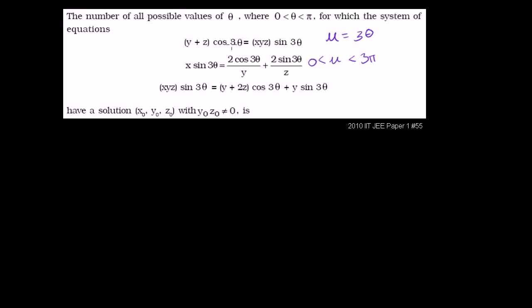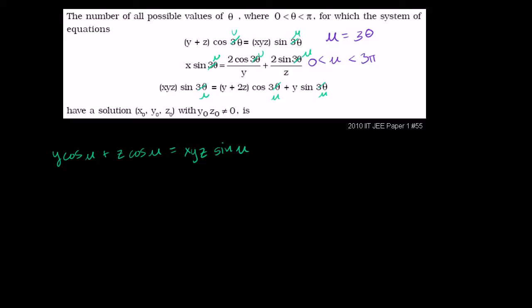So this first one up here, just to get into ways that I can recognize, let me distribute the cosine of 3 theta, which we'll now call the cosine of u. So let me just write this. This is u, this is u, this is u now. So if we distribute the cosine of u, let me put the y out front. It's y cosine of u plus z cosine of u is equal to xyz sine of u.